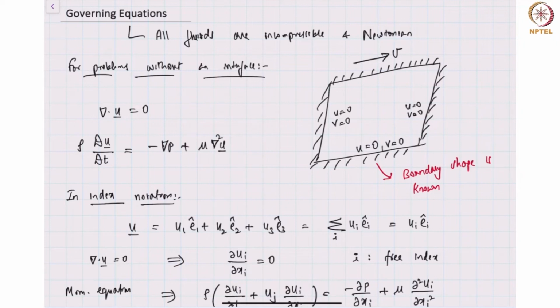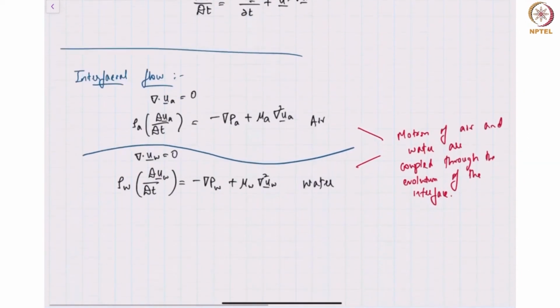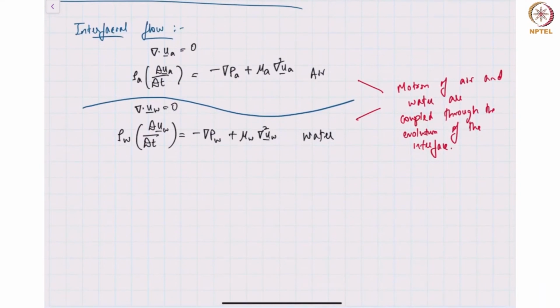Of course, this is not the only example. There are several other examples. It could be flow over an object. It could be flow over a flat plate and a boundary layer flow, and so on. But you're not trying to determine the shape of the boundary. But when it comes to an interfacial flow, you have to determine the shape of the boundary as well as part of the solution.